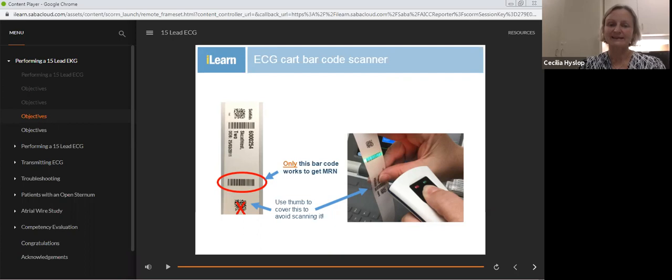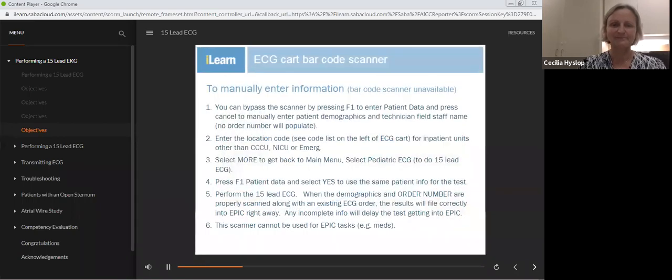Otherwise, what happens is we get AC and several numbers after it, and we have no idea whose 15-lead ECG this belongs to, which means we have to go chart to chart and examine the paper copies that have been placed in there. It's just giving a little bit more information about the scanner.